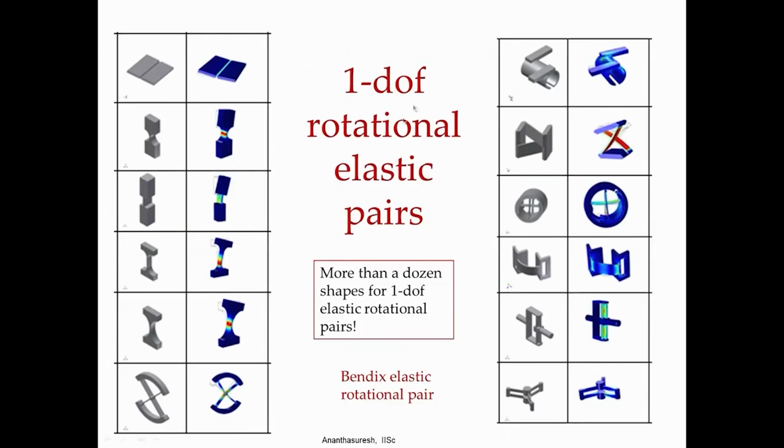Here is a finite element simulation of some of these joints that can be easily done, and we will be looking at some of those a little later in the course. And all of these you can do and then say that they have similar behavior as compared to rigid body joints or kinematic pairs. In fact, there is one called the Bendix elastic rotational pair, which has been in use commercially for a long time, which is this one. If you type Bendix in Google, you will find nice animations. You can look at how it works. It has been commercially a very successful one and has lasted a long time.